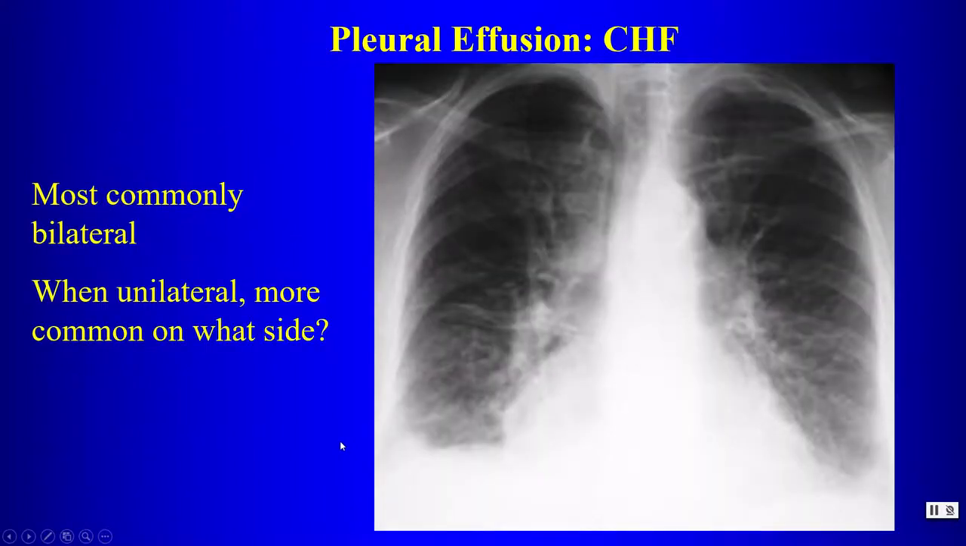Now, what about congestive heart failure? Most commonly, pleural effusions are bilateral when we have congestive heart failure, but if we have a unilateral pleural effusion, what side is more common with congestive heart failure? Well, the old teaching was that if you had a unilateral pleural effusion with congestive heart failure, it was almost always right-sided, to the point where if you had an isolated left effusion, then it was taught that that could not be caused by congestive heart failure.